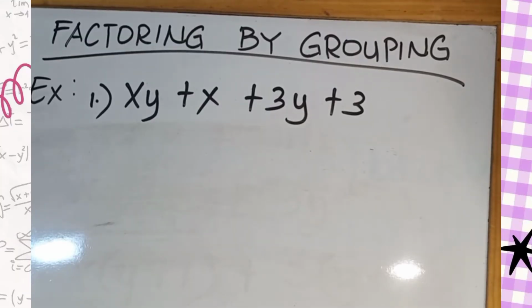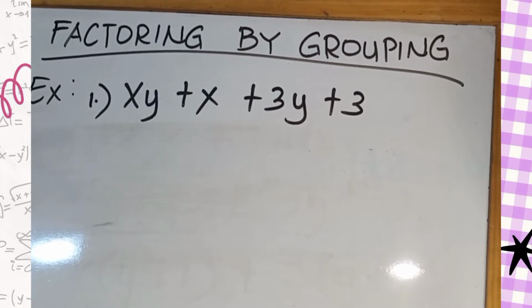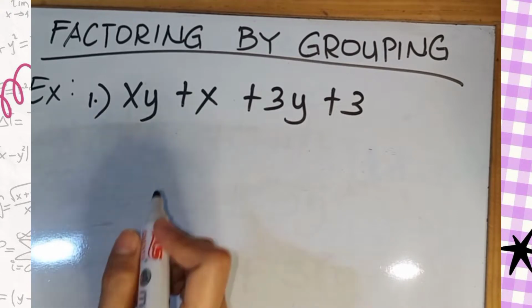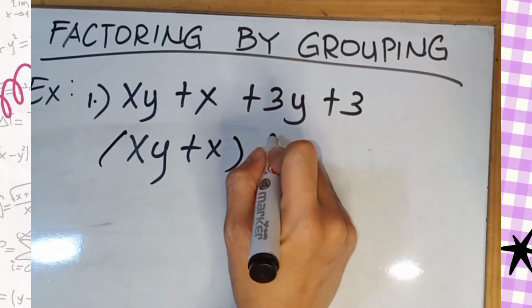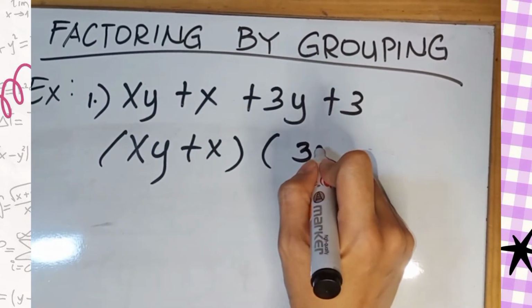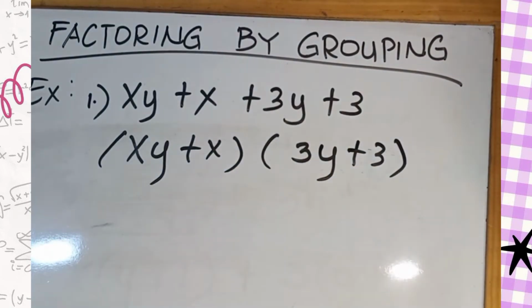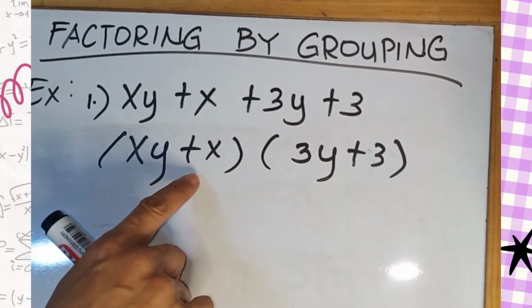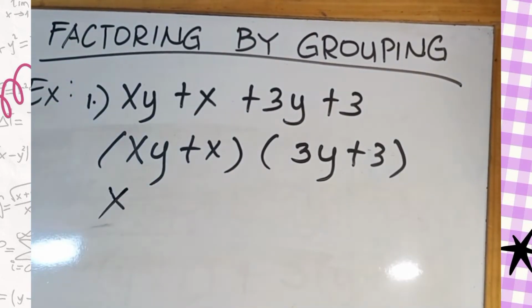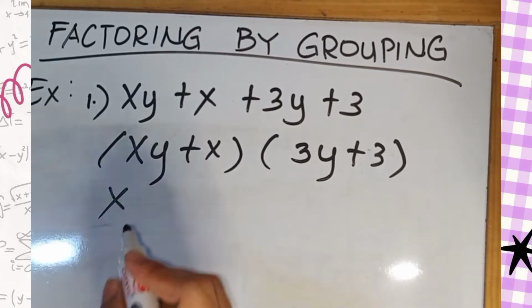Okay, so let's say we have a given polynomial xy plus x plus 3y plus 3. Sometimes the terms in a polynomial can be grouped in such a way na pwede siyang magkaroon ng common factor. So, let's say in our given polynomial, pwede natin siyang i-group as xy plus x, and then the other group is 3y plus 3. So, bakit ganito yung pagka-group natin? Kasi if we were going to look at the xy plus x, makikita agad natin na ang common factor nila is x. So, ilalabas natin si x.